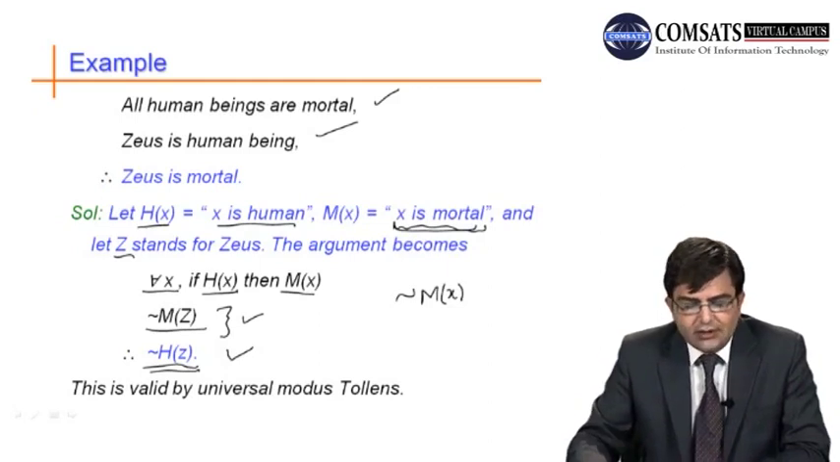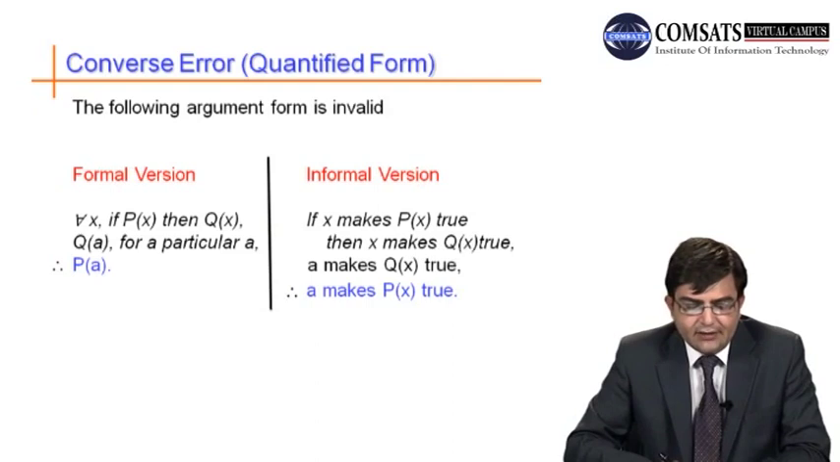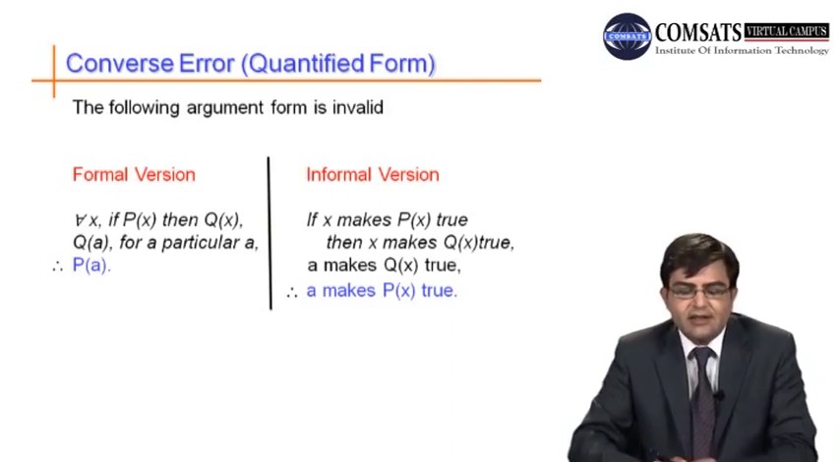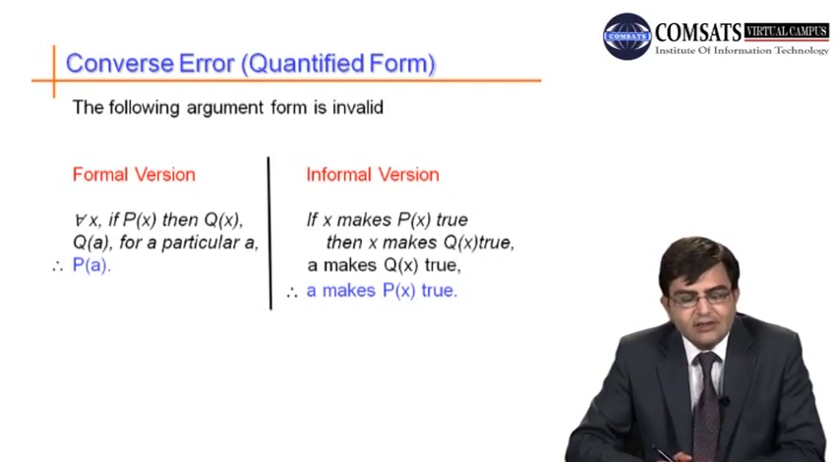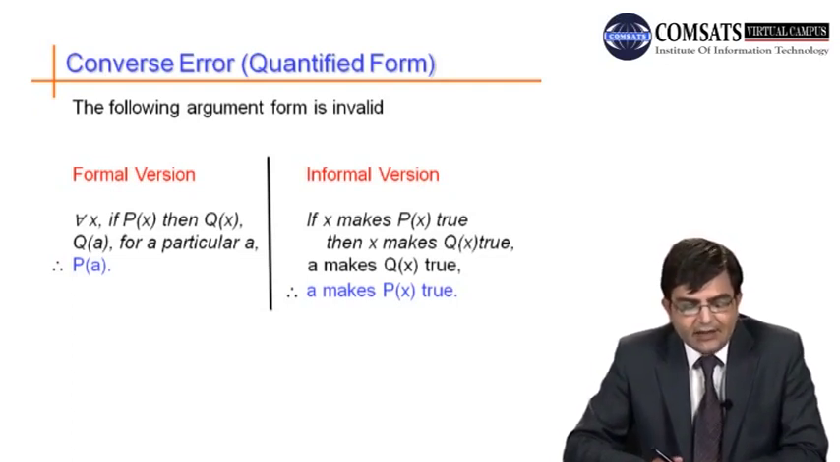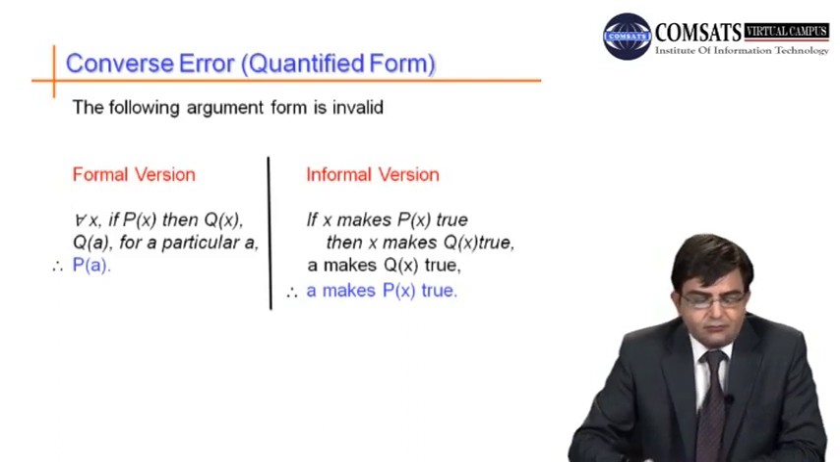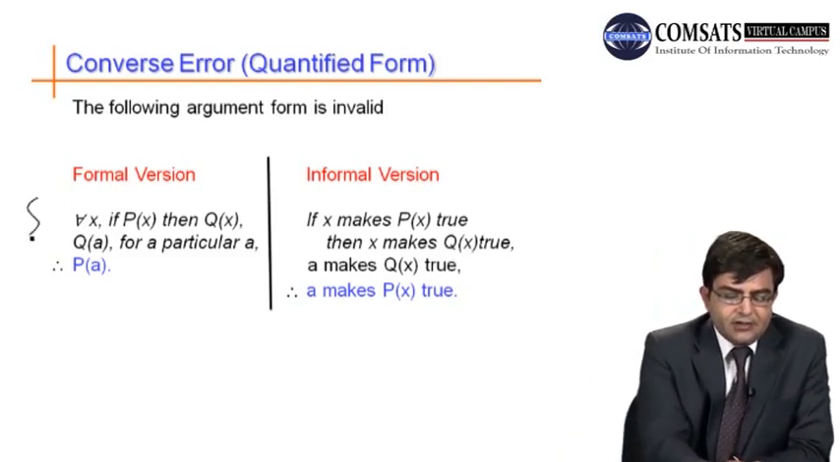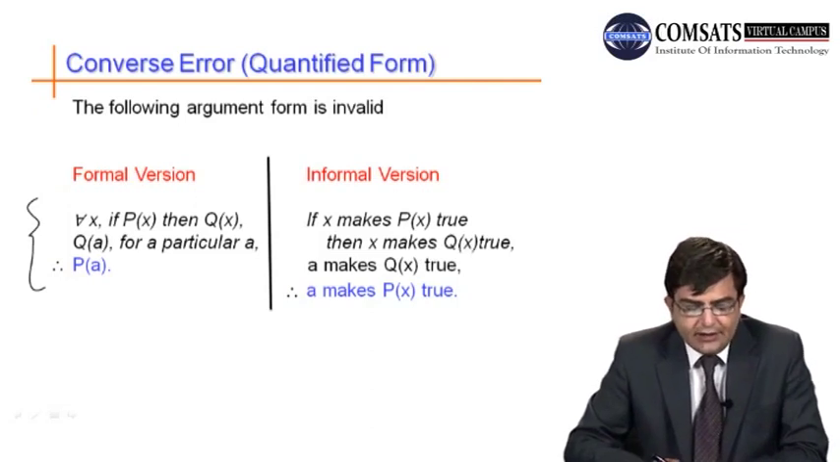Now what is the converse error in the quantified form? What is the converse, and in the next we shall see what is the inverse error, as we have seen in the previous lecture. Here the forms involve the universal and existential quantifiers. These are basically the quantified forms.